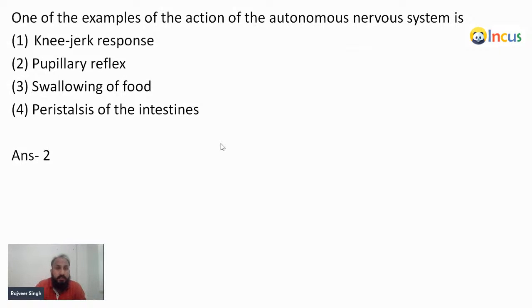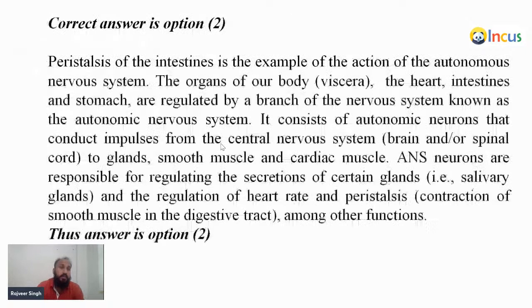Next question is about an example of the action of the autonomic nervous system. Knee-jerk response, pupillary reflex, swallowing of food, peristalsis of the intestine. The answer will be second, pupillary reflex. Why? Because peristalsis of the intestine is an example of the action of the autonomic nervous system, and the organs of our body, the viscera, the heart, intestine, and the stomach, are regulated by a branch of the nervous system known as the autonomic nervous system.